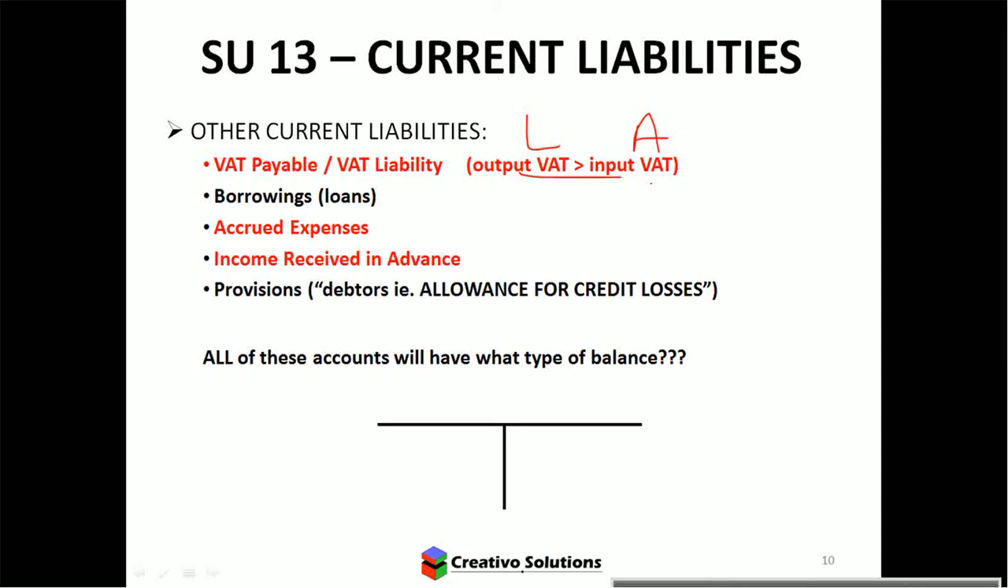Are all these accounts going to have the same balance? No. Which one won't? The provisions. The provision will always have a negative asset balance. Negative asset means credit balance. So all the accounts will have a balance, and you'd have to balance off the accounts. They'll have what type of balances? Credits, because they're current liabilities. All of these will have credit balances.